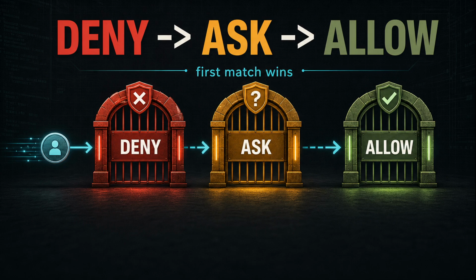Precedence is the part to memorize. Deny, then ask, then allow. The first matching rule wins. Deny always wins over a broad allow. So you can write a generous allow and carve the scary parts out with deny? Exactly. You might allow normal test commands, then deny anything that touches secrets. You might allow read-only project inspection, then ask before web requests to unknown domains. The order lets you be broad without being blind.